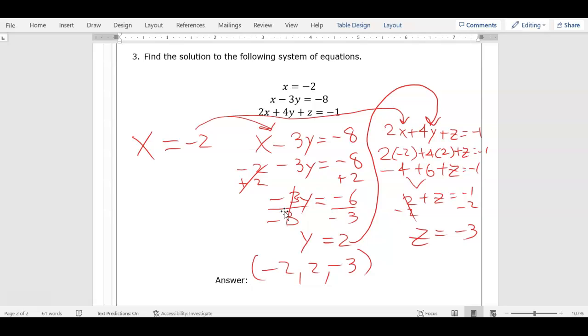Okay, so solve for the one variable first, plug it in, solve for the two variable equation, take both of those, plug them into the 3 variable equation. Make sure you put it in order from x to y to z. Don't get them out of order. All right.